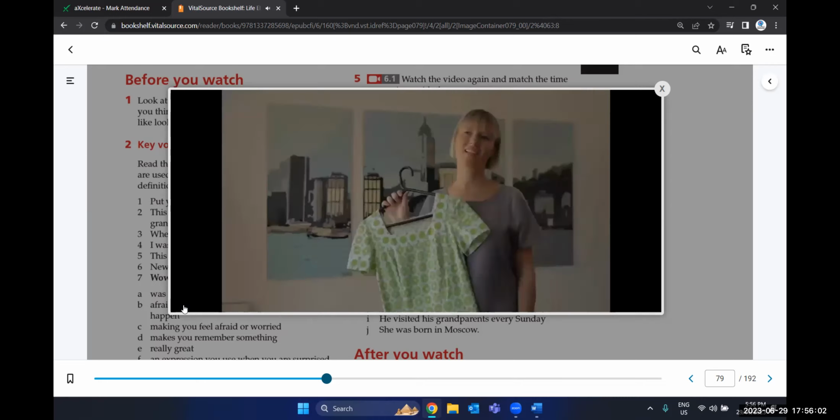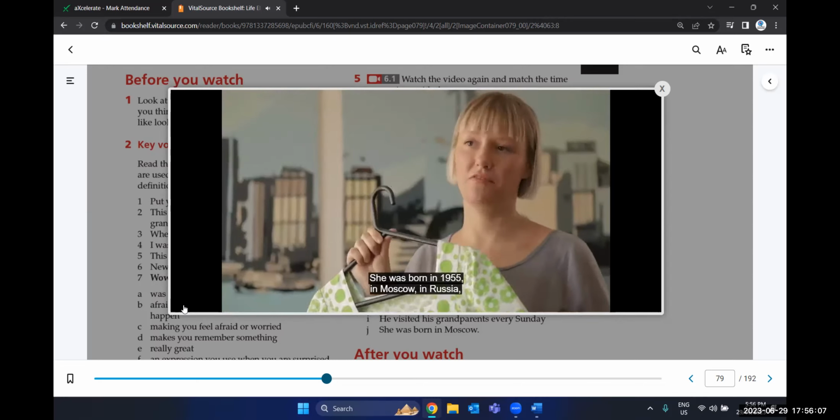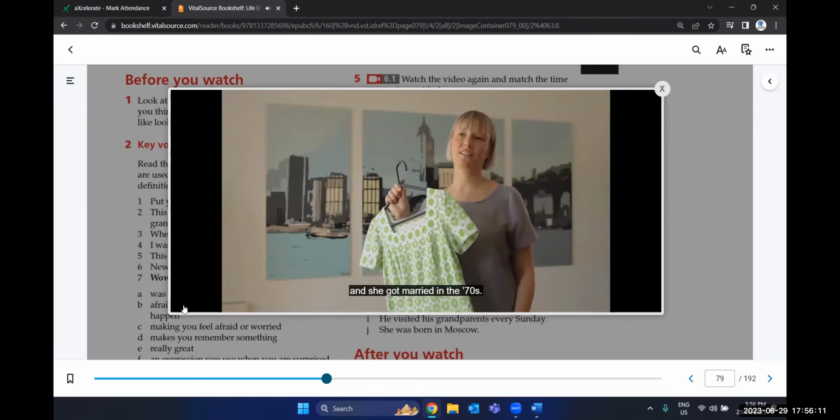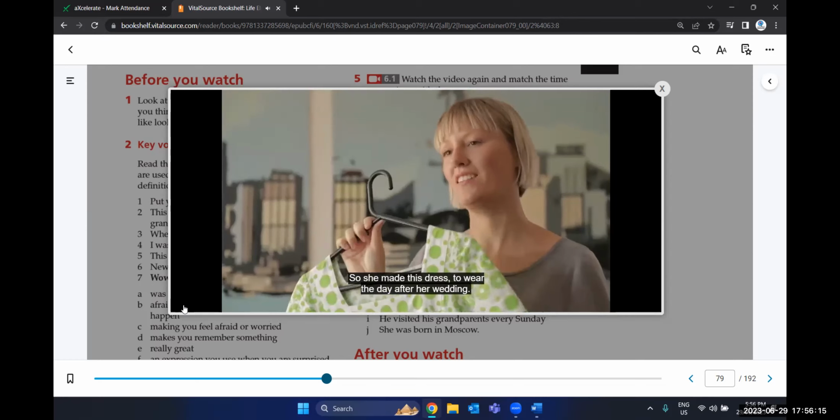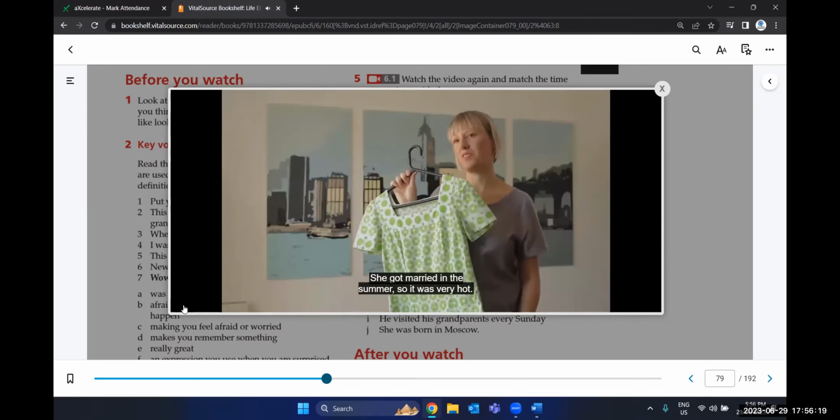This is my mom's dress. She was born in 1965 in Moscow, in Russia. She got married in the 70s, so she made this dress to wear the day after her wedding. She got married in the summer, so it was very hot.